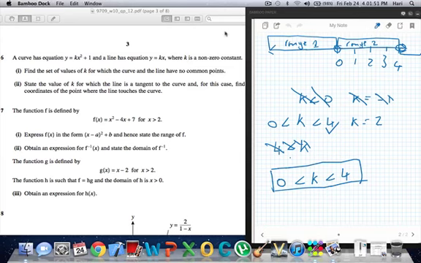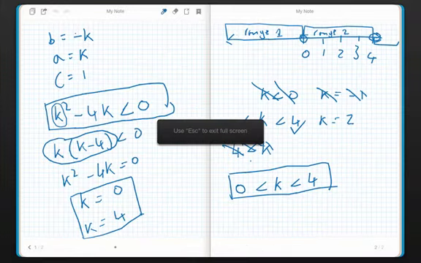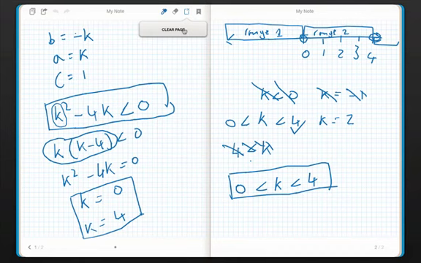I hope you understood that. Now let's go on to the second part. Let me see which page I can clear here. I think I can clear this one. I hope you've got this.